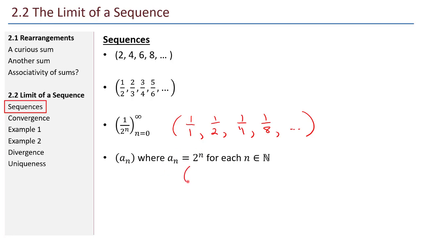So what is this sequence? Let's see, it starts with 1, so for all n in my natural numbers. So when n is 1, I get 2, and then after that 4, 8, 16, 32, and so on.